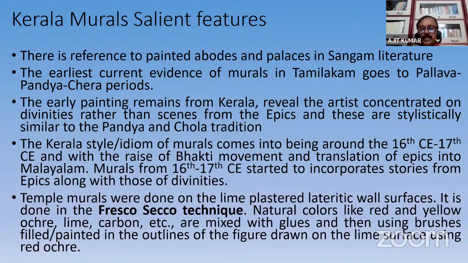Now, temple murals were done using the fresco secco technique, where the outlines were drawn on a plastered lateritic wall surface, and then natural colors like red ochre, yellow ochre, lime, carbon, etc. were mixed with glues, and using a brush, painted onto the surface of the outline which was drawn. Lime surface and red ochre seem to be the most popular colors used in Kerala murals.